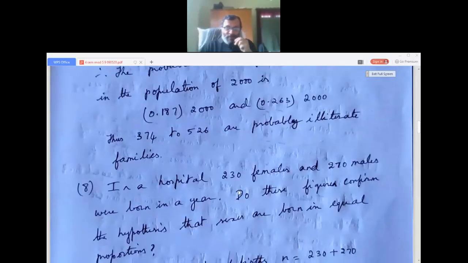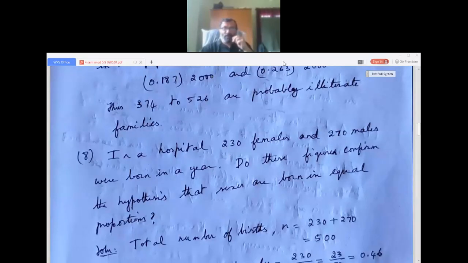Next question. In a hospital, 230 females and 270 males were born in a year. Do these figures confirm the hypothesis that sexes are born in equal proportion?